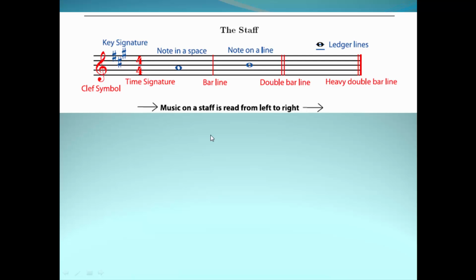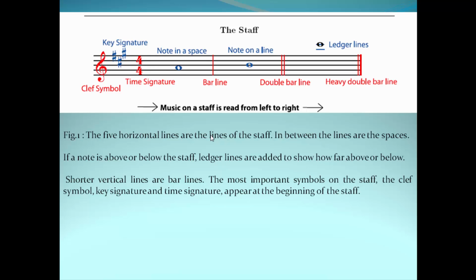So music on a staff is read from left to right. The five horizontal lines are the lines of the staff. In between the lines are the spaces. If a note is above or below the staff, ledger lines are added to show how far above or below. Shorter vertical lines are bar lines.